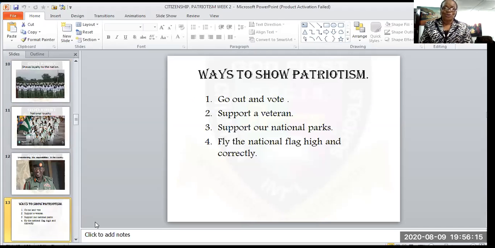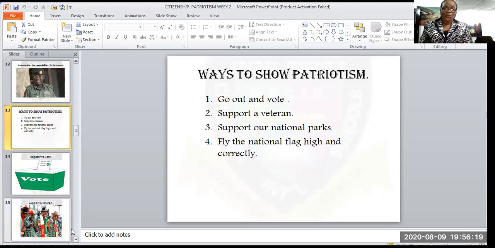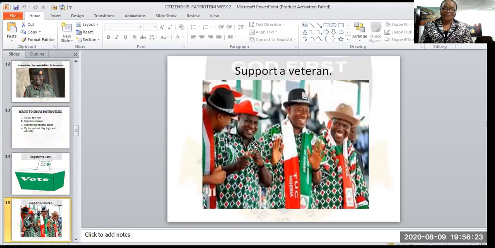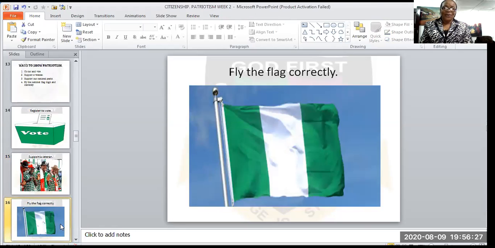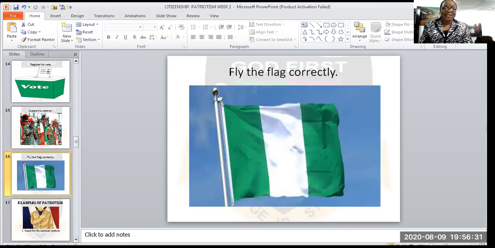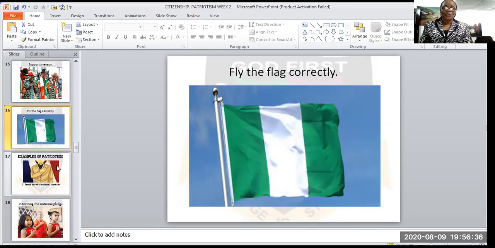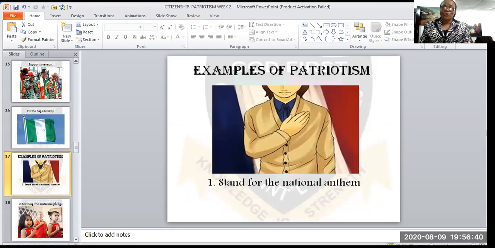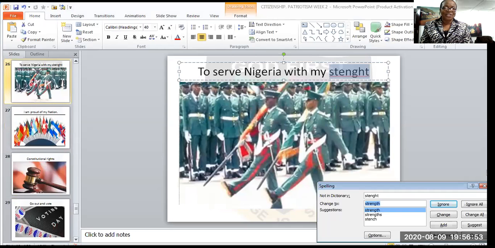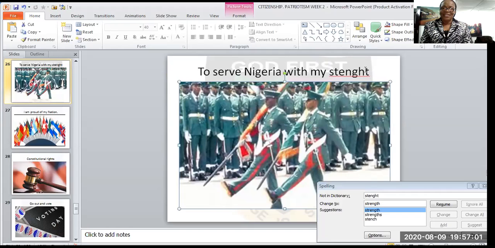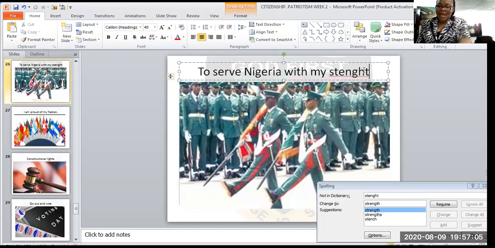Then ways to show patriotism. If you are a patriot, how do you show patriotism? We said, go out and vote. Support a veteran. Fly the flag correctly. Now, examples of patriotism. What do you do to show that you are a patriot? Stand for the national anthem wherever you may be. Serve Nigeria with all your strength. Serve this nation, my dear, with all your strength. Are we together? Beautiful. When you do that, you are being patriotic.